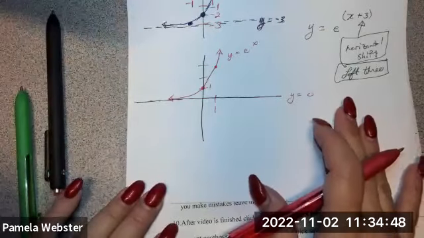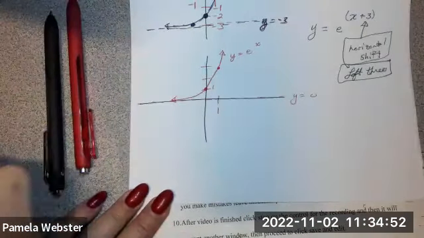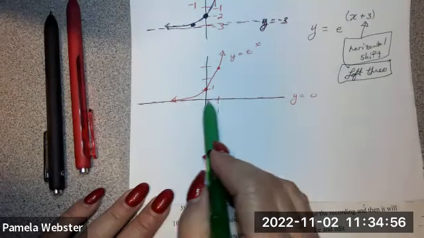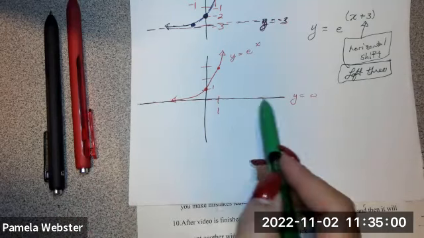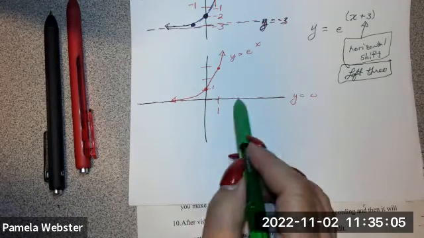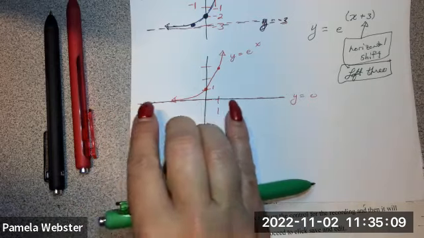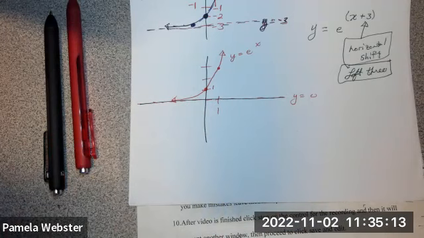Okay, here we go. So this says shift it to the left 3. I'm going to do the same thing I did before and talk first about the horizontal asymptote. I look at that guy and I say, oh, that horizontal asymptote, shift him left 3. Does that matter? Well, it's just the line y equals 0, and it's all the way to the left and all the way to the right. So if I shift it to the left, that line is not changing, right?